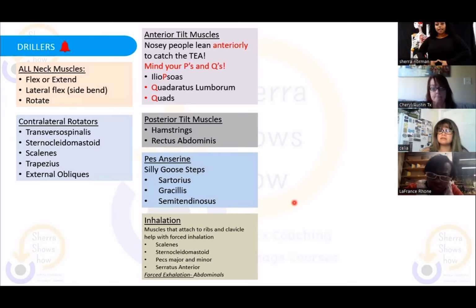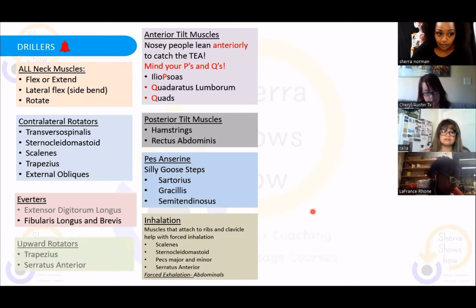So abdominals actually compress the contents, so that helps with forced exhalation. But serratus posterior and QL attach to the ribs, so they help stabilize and help with forced exhalation because they pull the ribs down, okay? So any muscles that attach to the ribs, you can pretty much assume they probably help with breathing in some way.